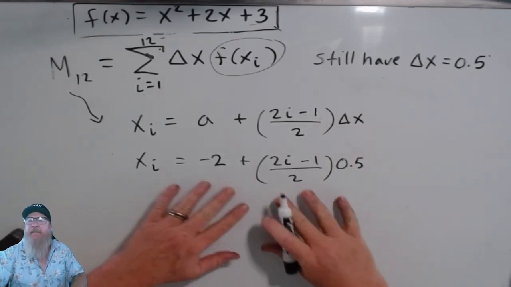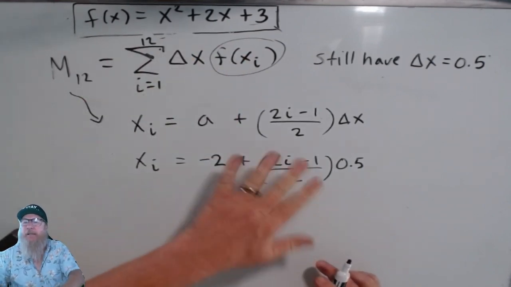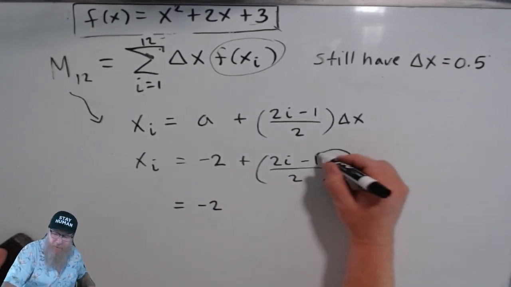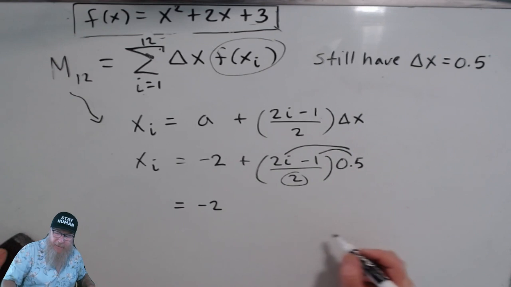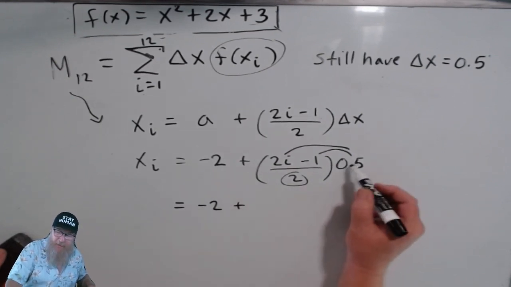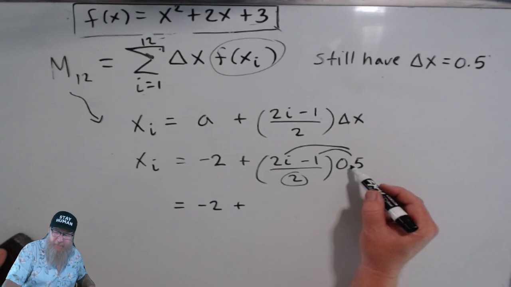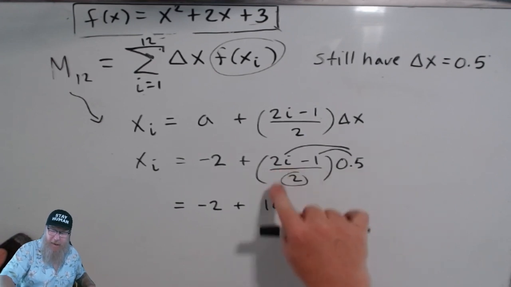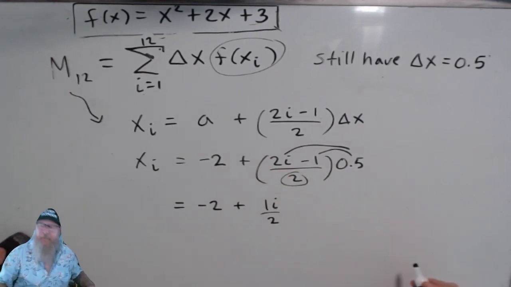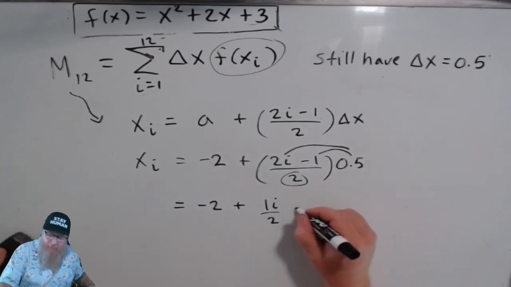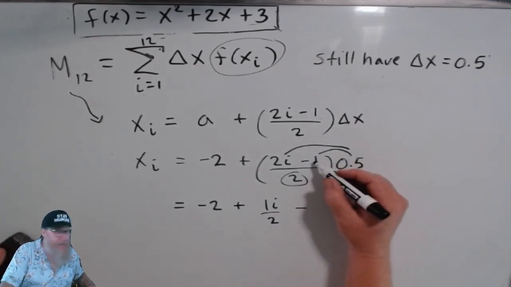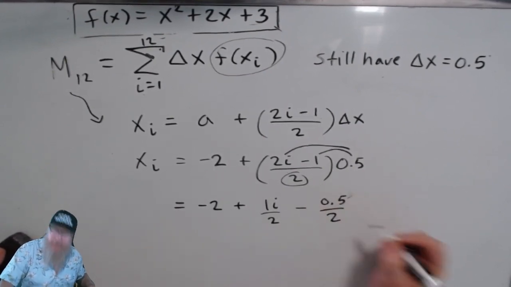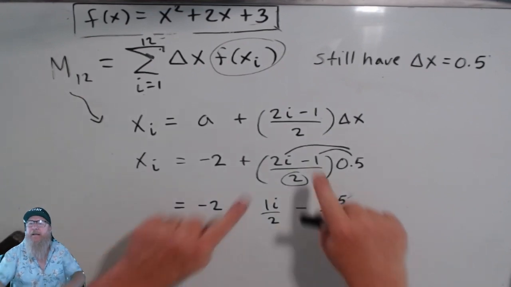Now remember, I have to take this and plug it into the function. So let's clean it up a little bit, make it a little bit easier to plug in. So we'll distribute the 0.5, and then we'll divide by 2. So that'll be 2 times 0.5, which is 1. Yeah, 1i, and then divided by 2. And then minus 0.5 times 1, which is 0.5, divided by 2. And that gets rid of the parentheses.